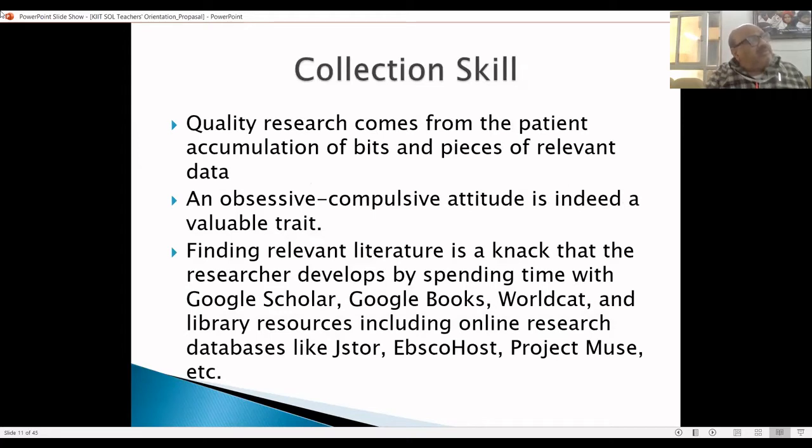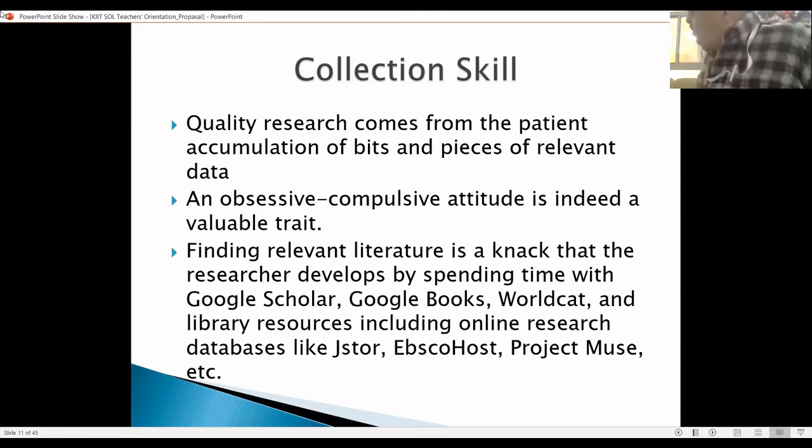This collecting of the right data is a skill, and we call that collection skill. Students will hone this collection skill when they spend more and more time on the computer in the library. And they should have an obsessive and compulsive attitude about it, that I have to look for as much as I can.